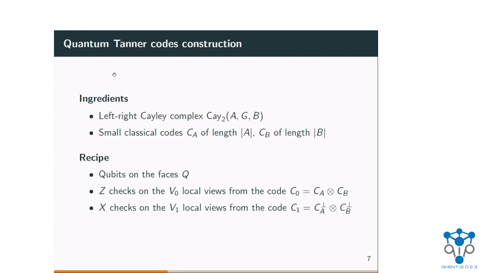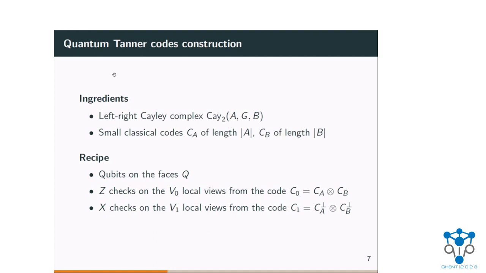And the second ingredient is that we need some small classical codes. Okay, so basically we need a classical code, CA, of length the size of A, and CB, which is length the size of B. And then, given these two ingredients, the recipe for creating the quantum Tanner code is going to be, first we place the qubits on the faces of the left-right Cayley complex, and then we're going to be placing the checks on the vertices of the complex. Okay, so remember there are two types of vertices, like V0 and V1 vertices. So we place the Z checks on the V0 vertices and the X checks on the V1 vertices. And the Z checks are going to be coming from this tensor product code, CA tensor CB, and the X checks are from this tensor code CA perp tensor CB perp.